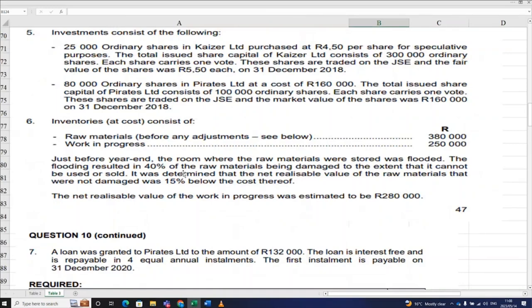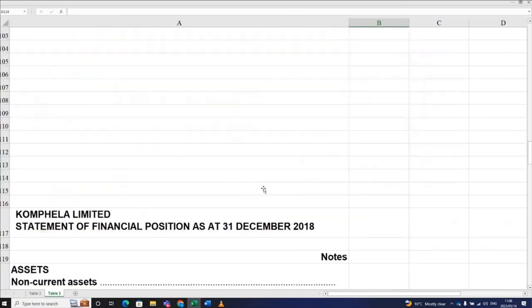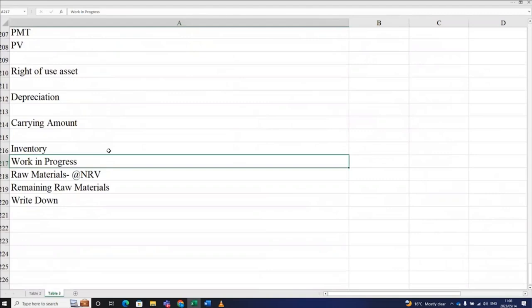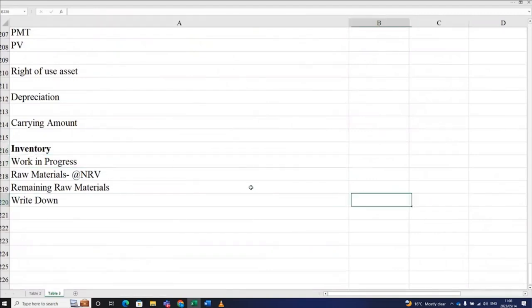So we know that inventory is carried at the lower of cost and net realizable value. In this case, we see that the work in progress is 250,000 and the net realizable value of the work in progress is 280,000. So the lower of the two is cost. We'll keep it there. I think I put the calculation down here somewhere. So that's the inventory, which we will have at 250,000.